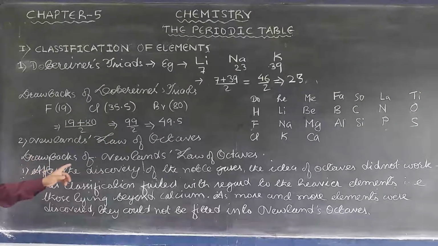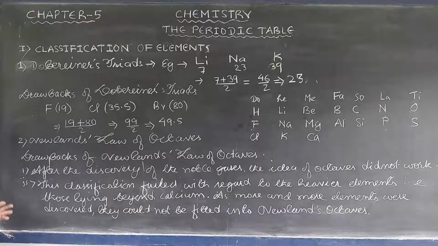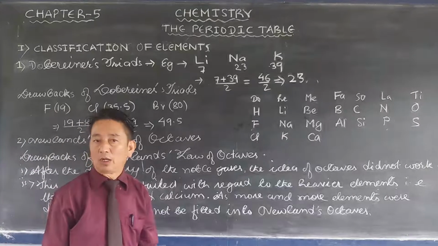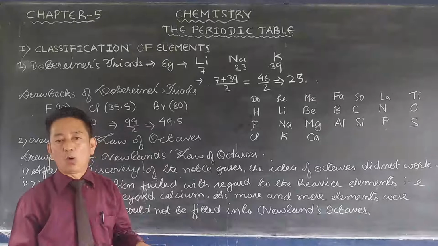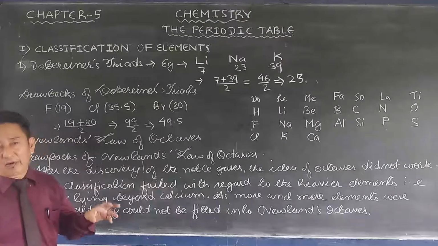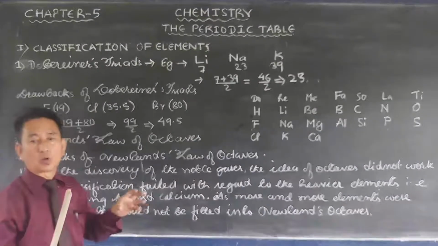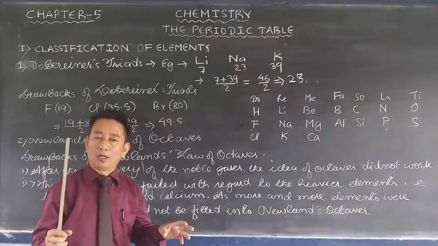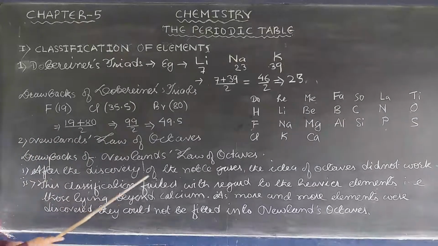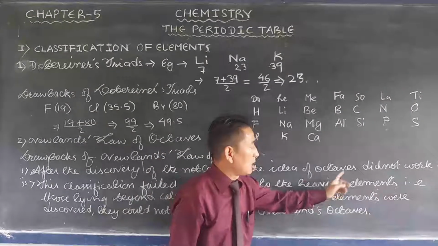Now, drawbacks of Newlands' law of octaves. After the discovery of noble gases, the idea of octaves did not work. Neon comes between fluorine and sodium, and argon comes between chlorine and potassium. So after the discovery of noble gases, the idea of octaves did not work.